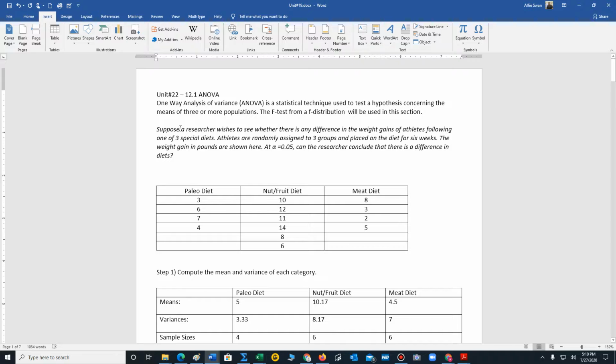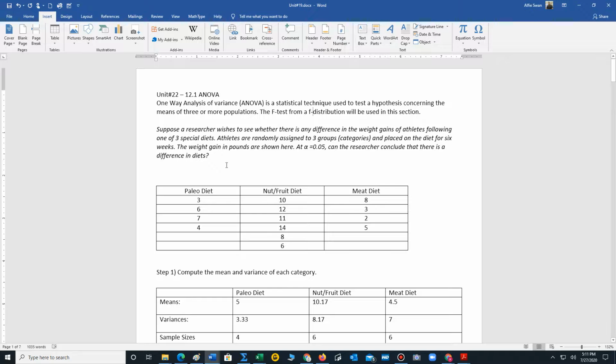Suppose a researcher wishes to see whether there is any difference in the weight gains of athletes following one of three special diets. Athletes are randomly assigned to three groups. These are also known as categories, and placed on the diet for 6 weeks. The weight gain in pounds are shown here. At alpha 0.05, can the researcher conclude that there is a difference in diets?